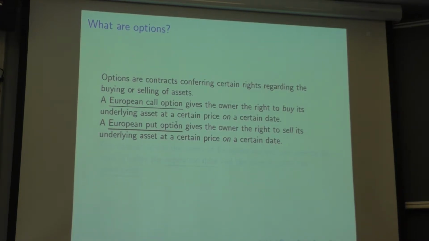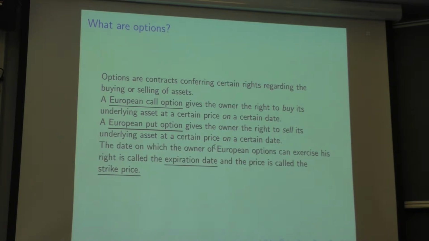Now let's give names to the various parameters you find in these contracts. There is the date on which you can exercise your right to buy or sell something. So we're going to call this the expiration date of the option. And there is the price at which you have the right to buy or sell the underlying asset. And we're going to call this price the strike price. So where do you find these expiration dates and strike prices?